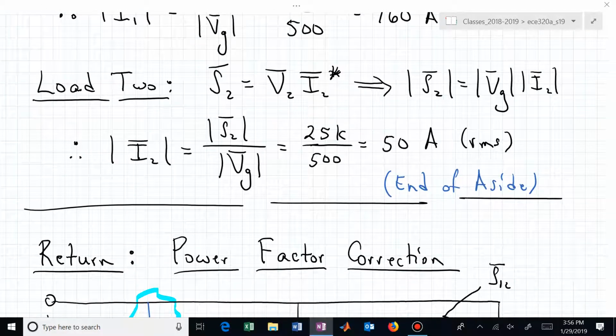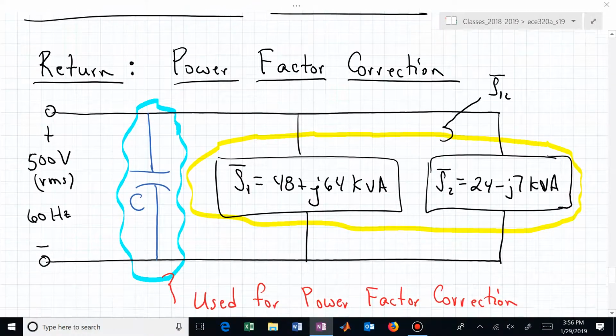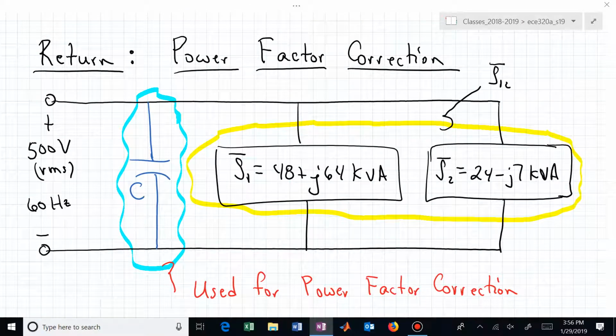That's the end of the aside. And now let's get into plugging this capacitor in. We now know what S12 is. S12 is the algebraic sum of S sub 1 and S sub 2. And we know that that's now a real part of 48 plus 24 and a reactive part of 64 minus 7. That's S12, or 72 plus J57, sorry.